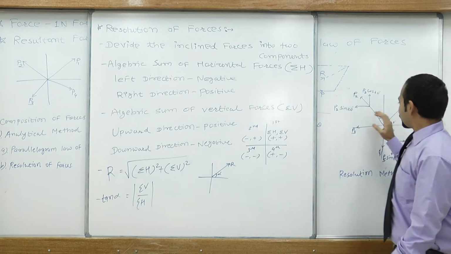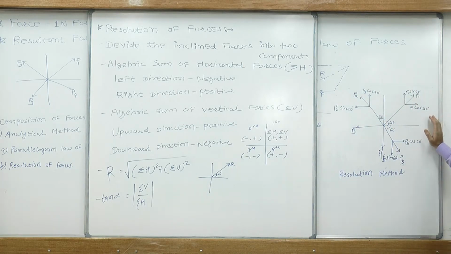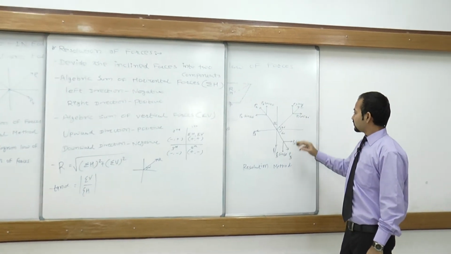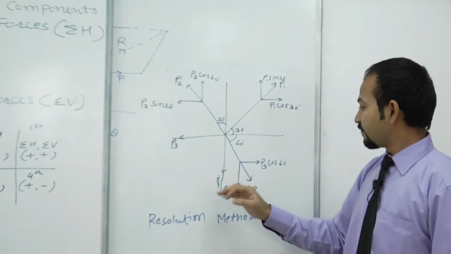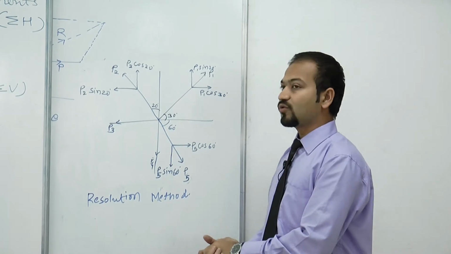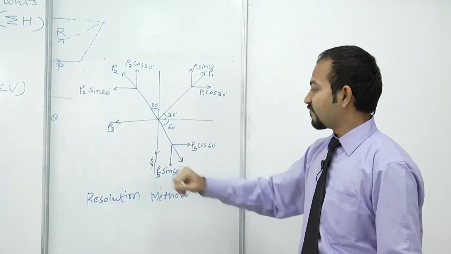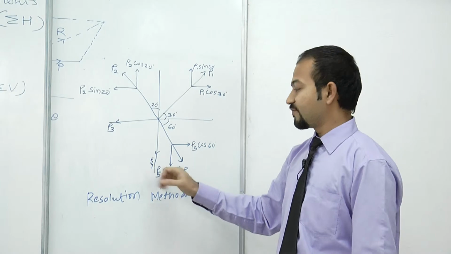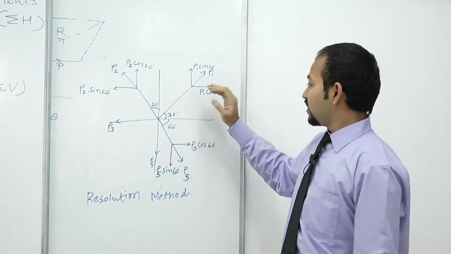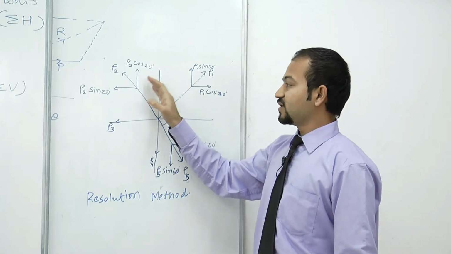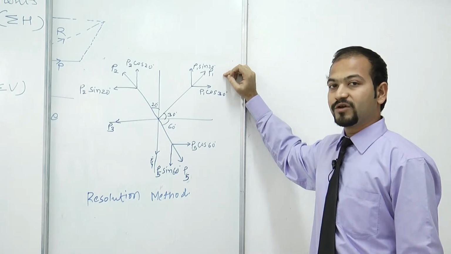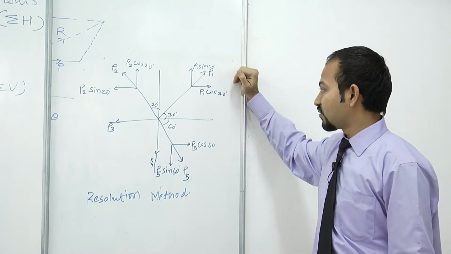I will give an example for the resolution method. There are more than two forces acting on a particle, P1, P2, P3, P4 and P5. In the first step we divide the inclined forces into two components. P3 is a horizontal force and P4 is a vertical force. Then we divide P1 into two components, horizontal and vertical.